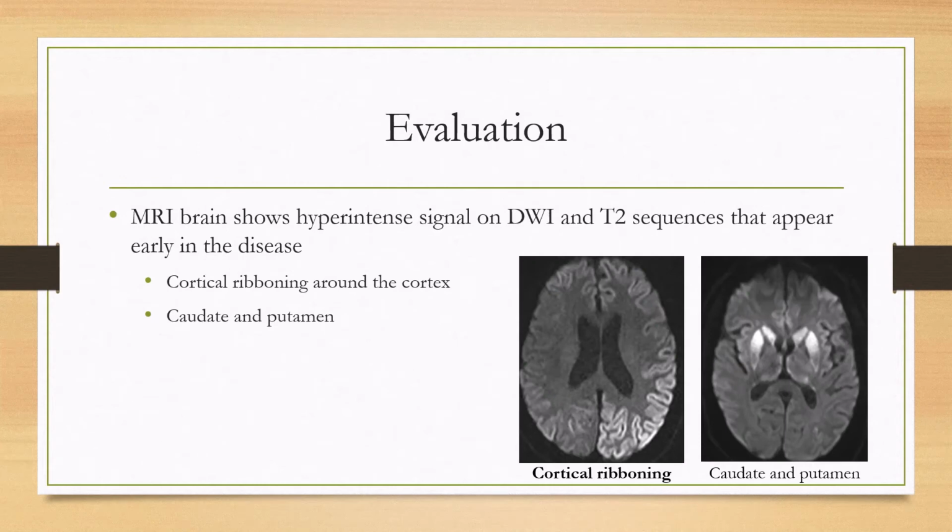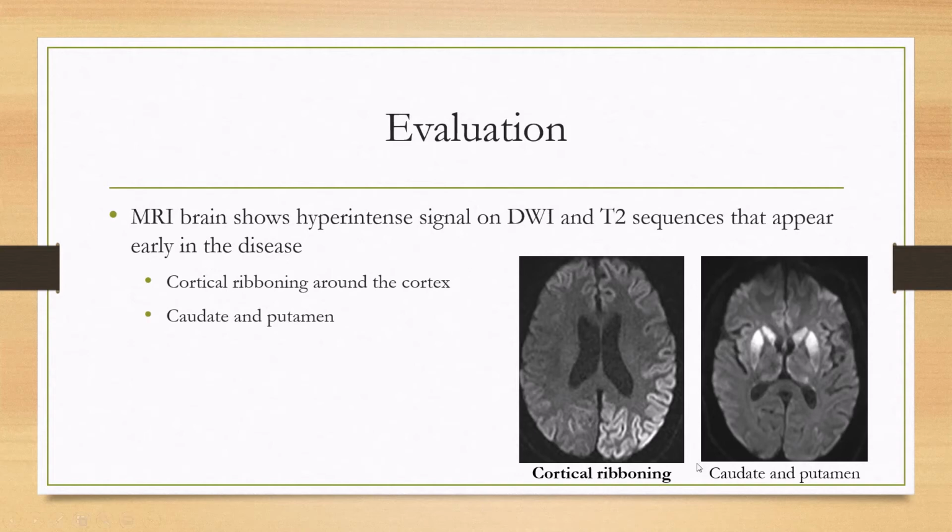For evaluation, the evaluation is very important because there's not much in the way of treatment, so most of the test questions will ask you about the evaluation. So MRI brain is fairly sensitive and specific, and will show a hyper-intense signal on the DWI and T2 sequences, and these actually also appear pretty early on in the disease as well.